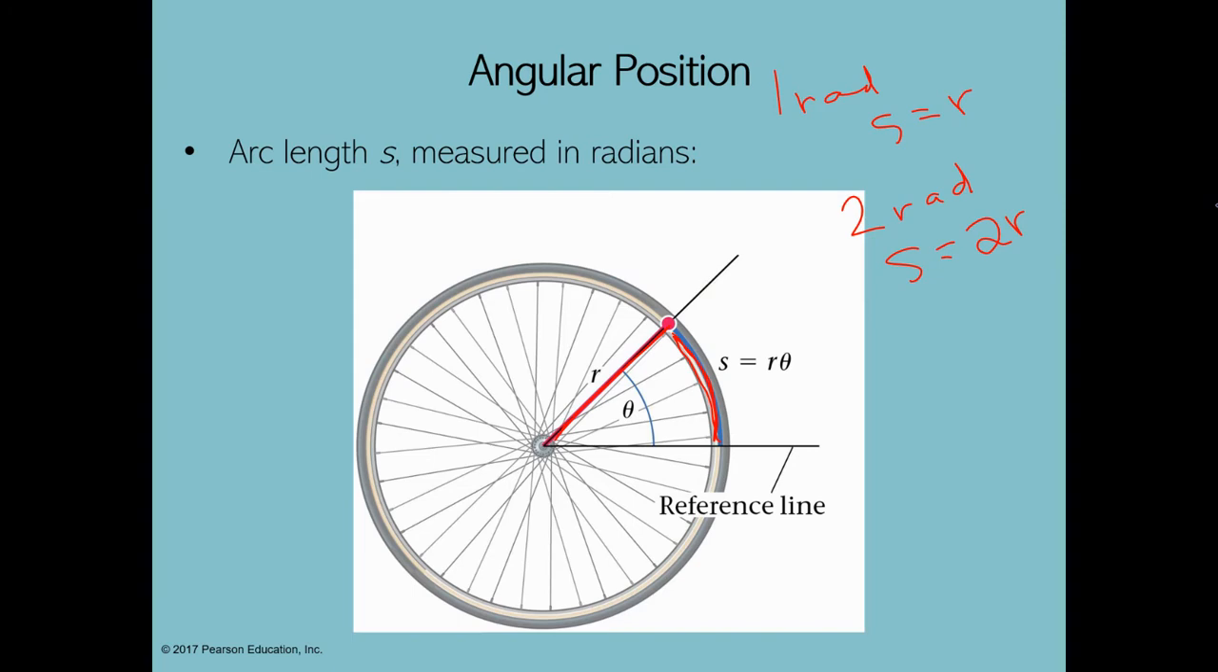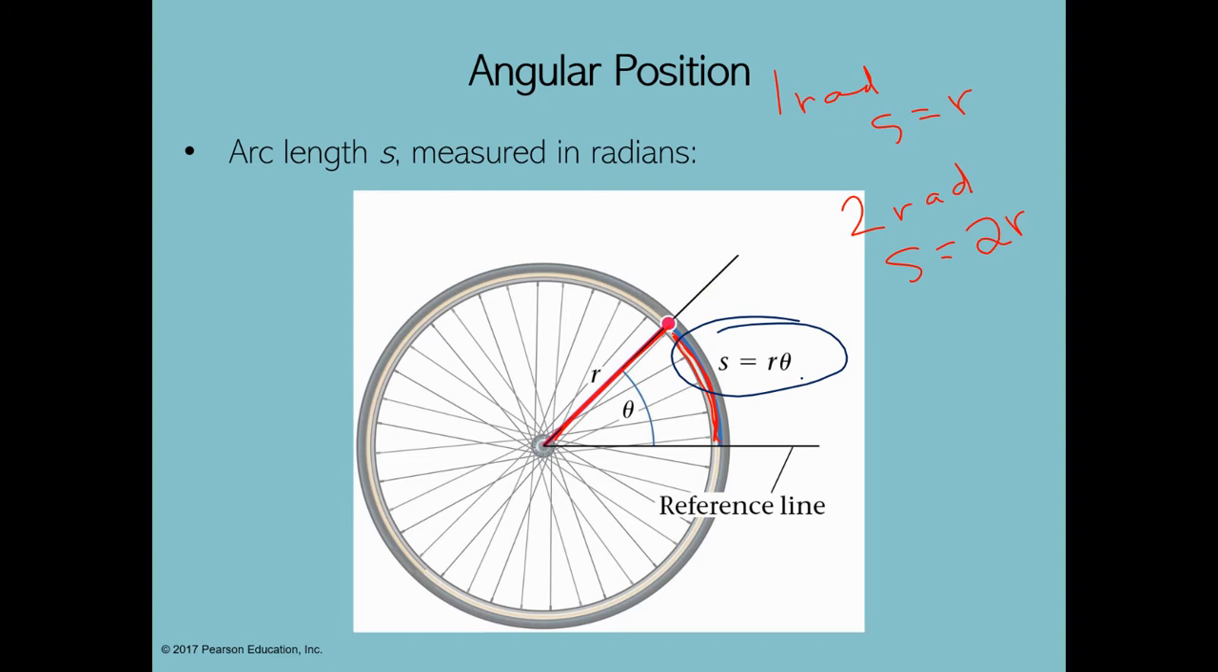So for any random angle, we're just going to say that S is equal to R times theta. That's a simple relationship, but it's not true when we relate it to degrees or revolutions. So this is only for radians. Again, 1 revolution is 360 degrees, which equals 2 pi radians.